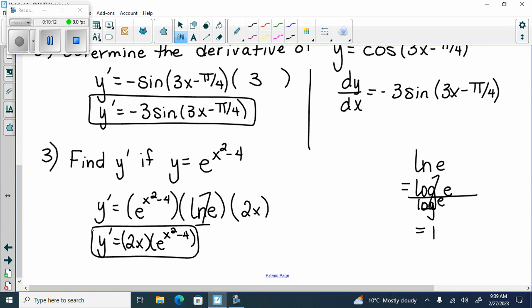So we have already done these. And any derivative, they can ask for the tangent slope, normal slope, tangent line, normal line.